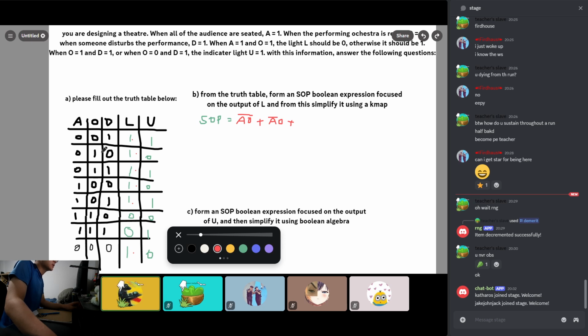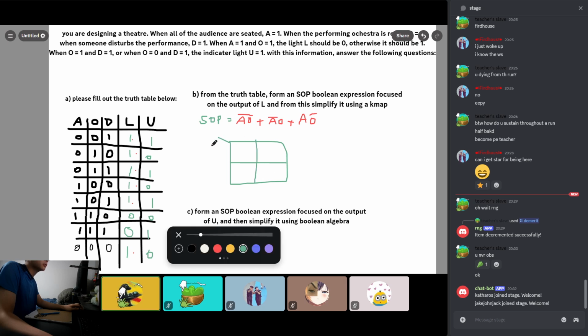Okay, so let's do this SOP stuff. Then we just simplify this with a two variable K-map. If you all forgot how to do it already, this will be a recap. So 0, 1, 0, 1. When both A and O are 0, the output is 1. When A is 0 and O is 1, the output is 1. And when A is 1 and O is 0, 1, 0.